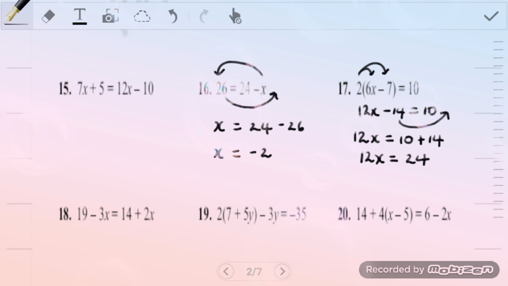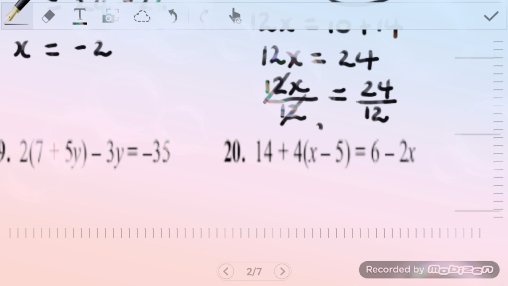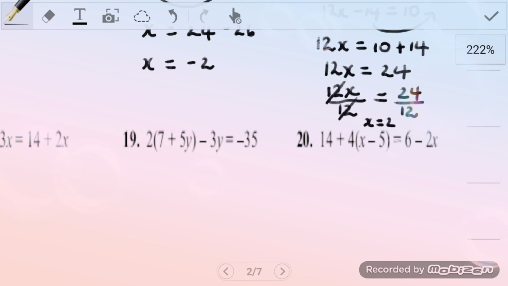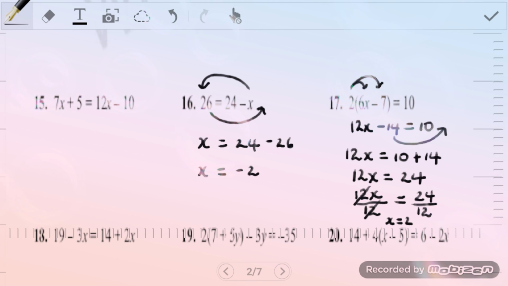Now if we divide both sides of the equation by 12, so that's 12x divided by 12, and 24 divided by 12, you're going to find that the 12 cancels on the left, and we end up with an answer. I'm running out of space here, guys, but I guess you can see that x works out to be equal to 2. X is equal to 2. 24 divided by 12 is 2.